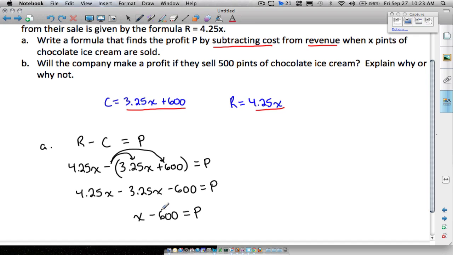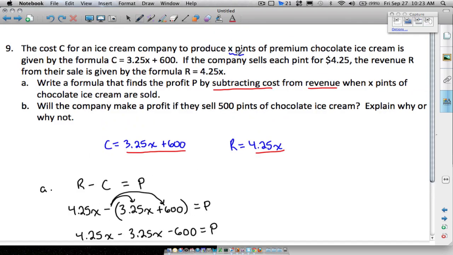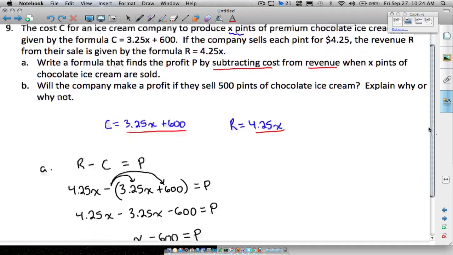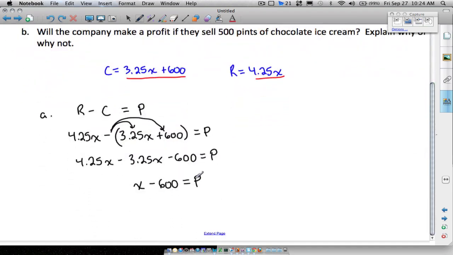Now, what did X represent? X represented the number of pints. If you go back up here to the top, X is how many pints they're going to make, and they're going to turn back around and sell them. Well, it looks like the only way they're going to be able to turn a profit, well, x minus 600. Think about that 10 pints I said a while ago. 10 pints minus 600, they're not going to turn a profit. It looks like by this formula, they're going to have to produce more than 600 pints to make a profit.